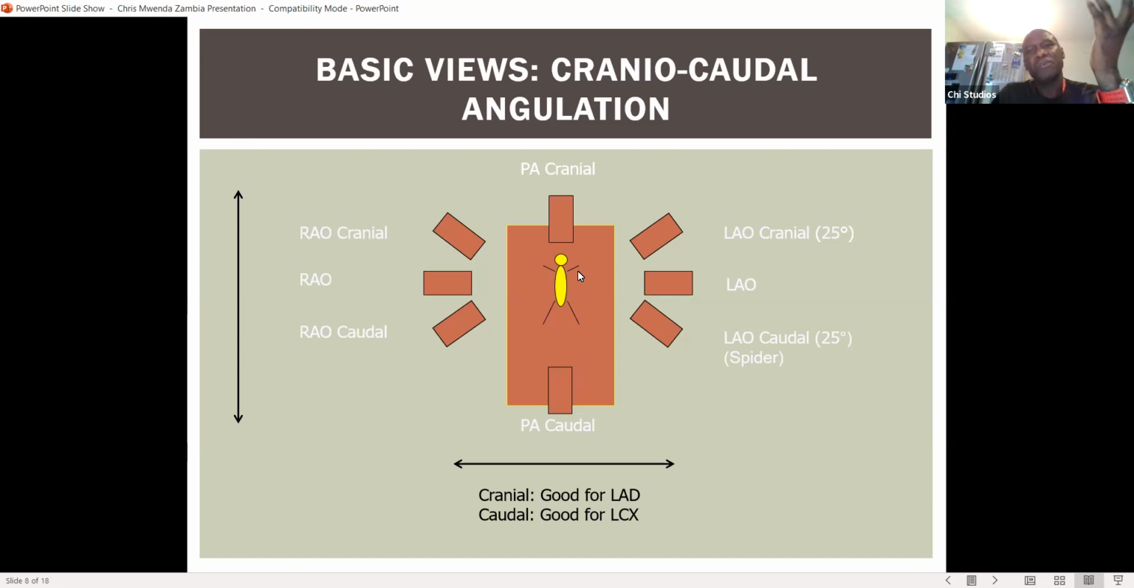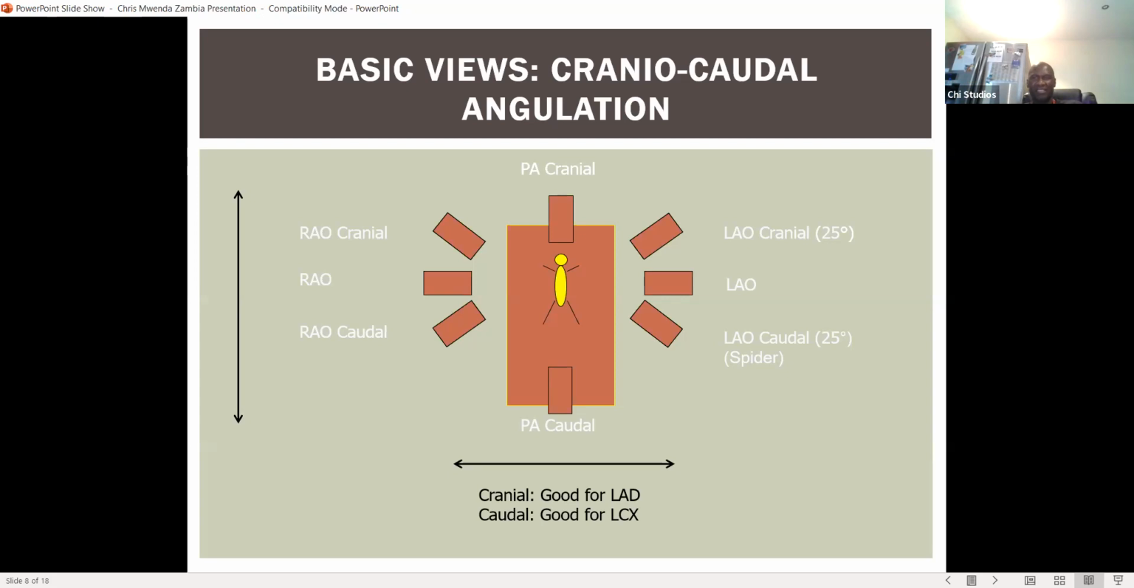Let me just go through this again. When we are doing PA cranial, the image intensifier points towards the head of the patient. PA caudal, the image intensifier points towards the foot of the patient. So we have other views which we do, and we usually go around. The essence of taking different views is obviously to enable us to assess the heart in more profile.